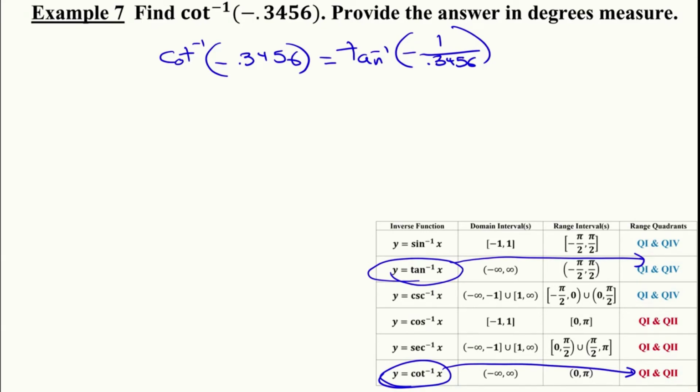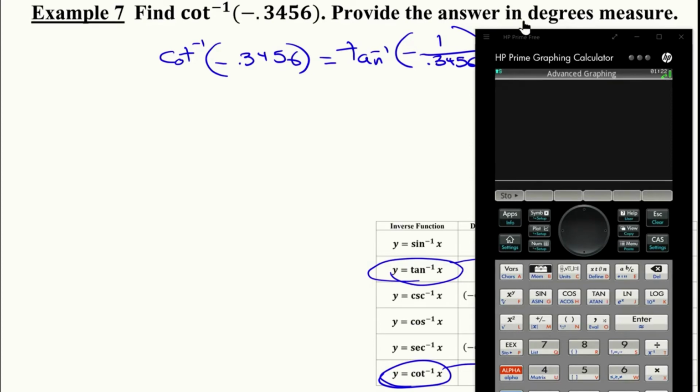So sometimes when we obtain a result for this, if it's in quadrant 1, we're good to go, because both of them have defined outputs in quadrant 1. But if our output happens to come out when we do it with inverse tangent in quadrant 4, then we have to adjust the answer so that we get the quadrant 2 version of that answer. So let's go ahead and compute that on the calculator to see what we end up with.